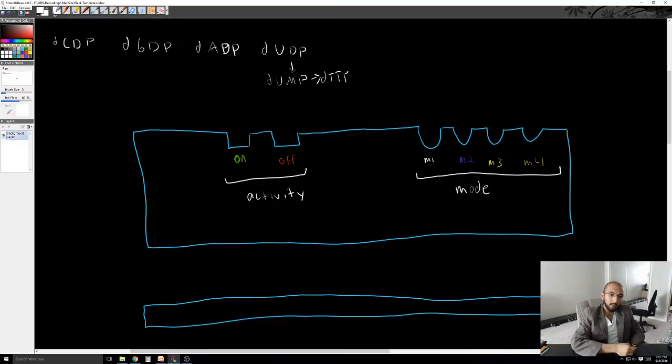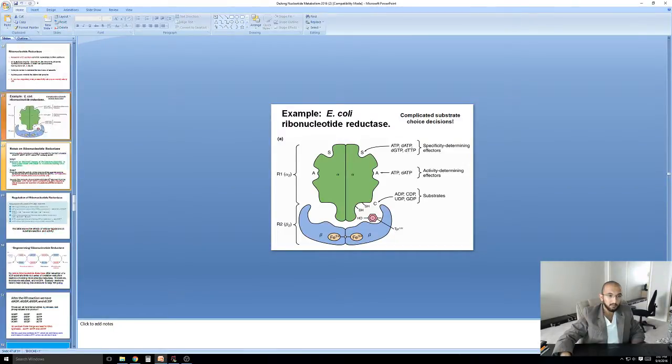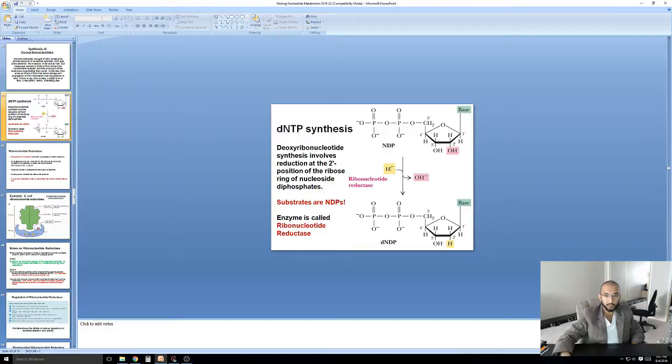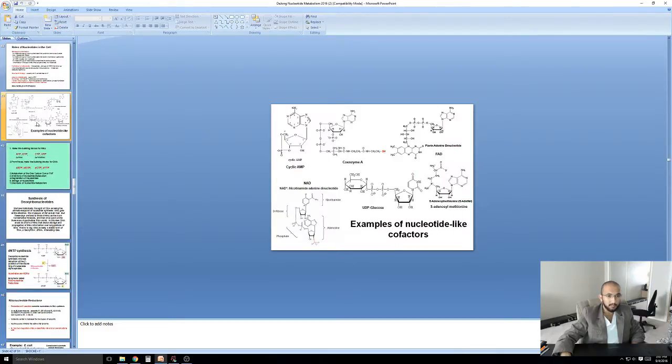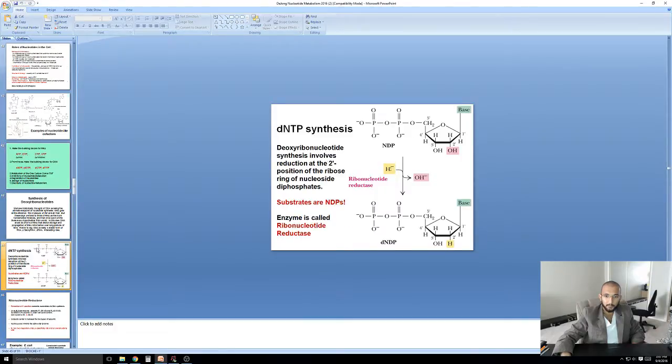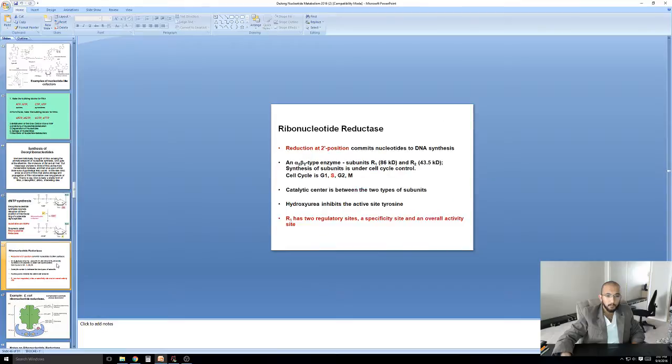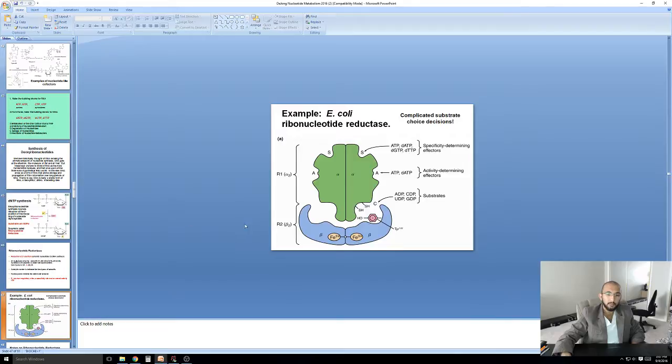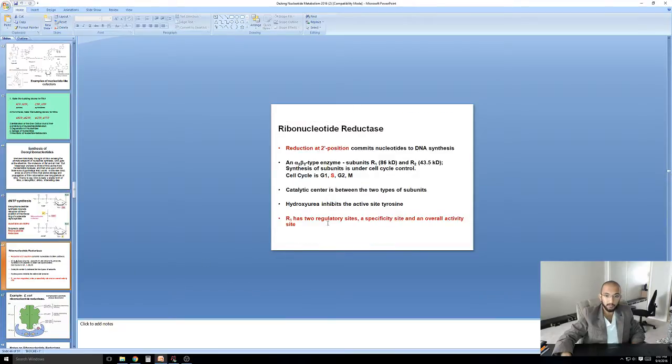Now, this process, of course, is very, very highly regulated, naturally. And let me see if he included that. He did not. Well, okay, then we'll look at it this way, is that once you have processed something into the deoxygenated form, it's committed to basically DNA synthesis. Here it is. Reduction at the 2' position commits nucleotides to DNA synthesis.